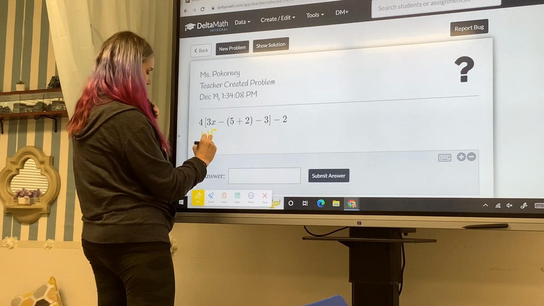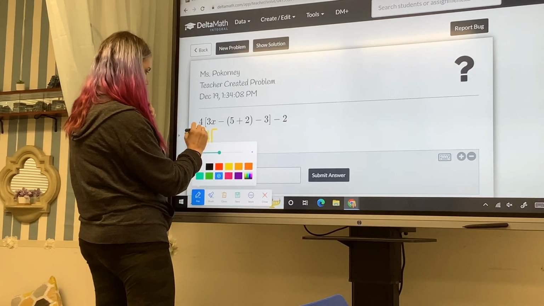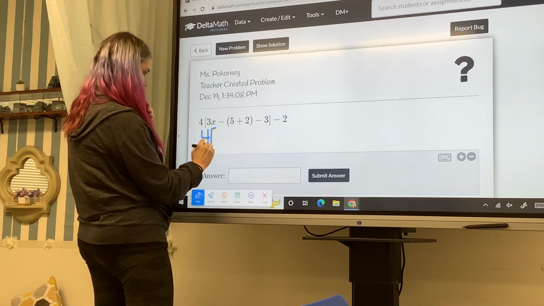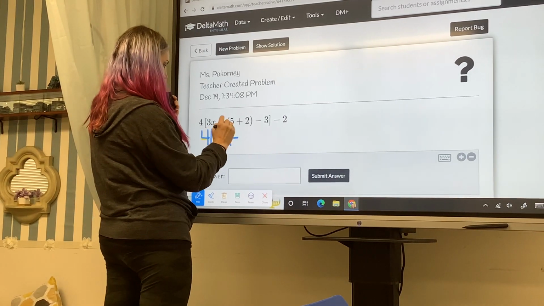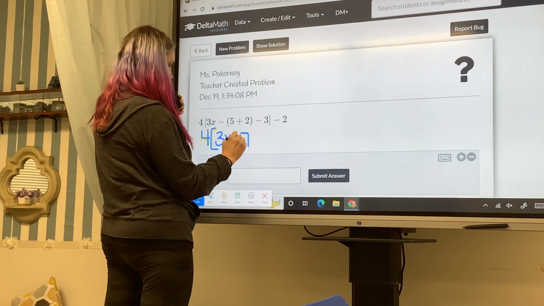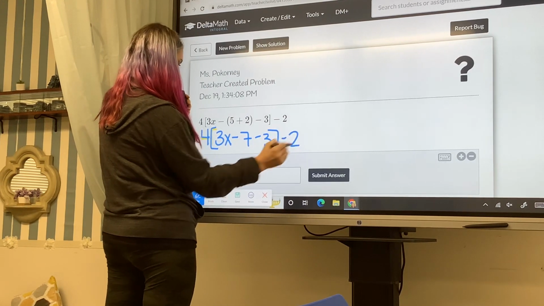Change the yellow. Bracket. Yellow is hard to see. Let's try blue. Is blue okay? 4. Okay. Yep. Bracket. 3x minus 5 plus 2 is 7 minus 3 in brackets minus 2.